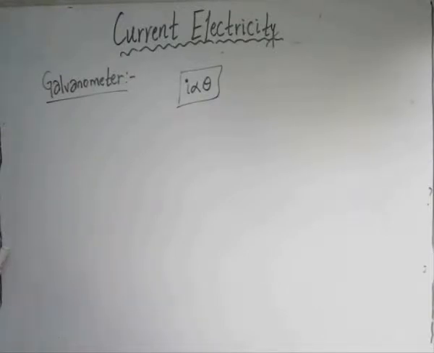Similar is the case with a voltmeter. We can also use the galvanometer as a voltmeter. A voltmeter is a device which is used to measure the potential difference between two points. A voltmeter is generally connected in parallel to the branch.